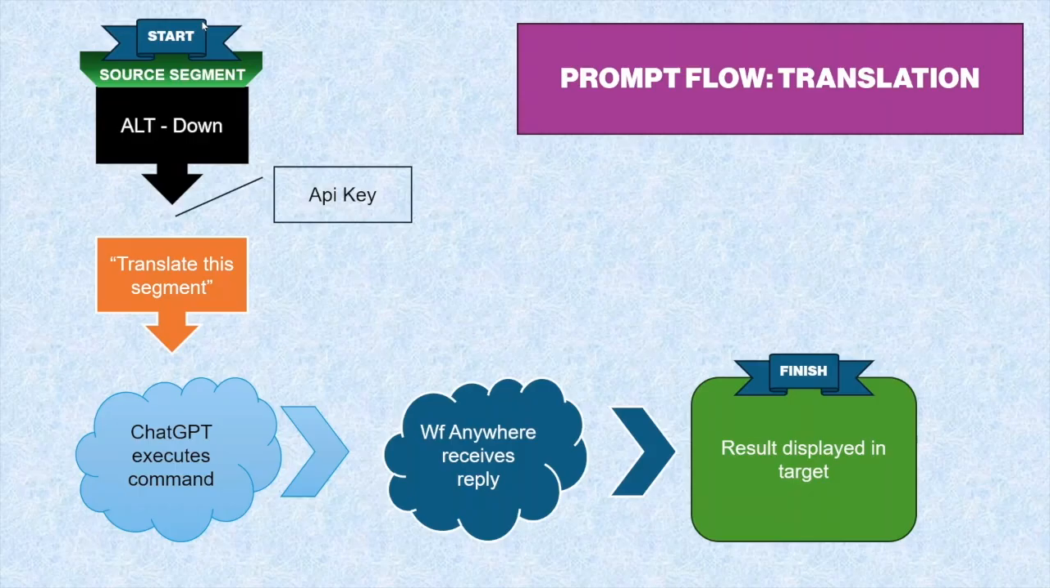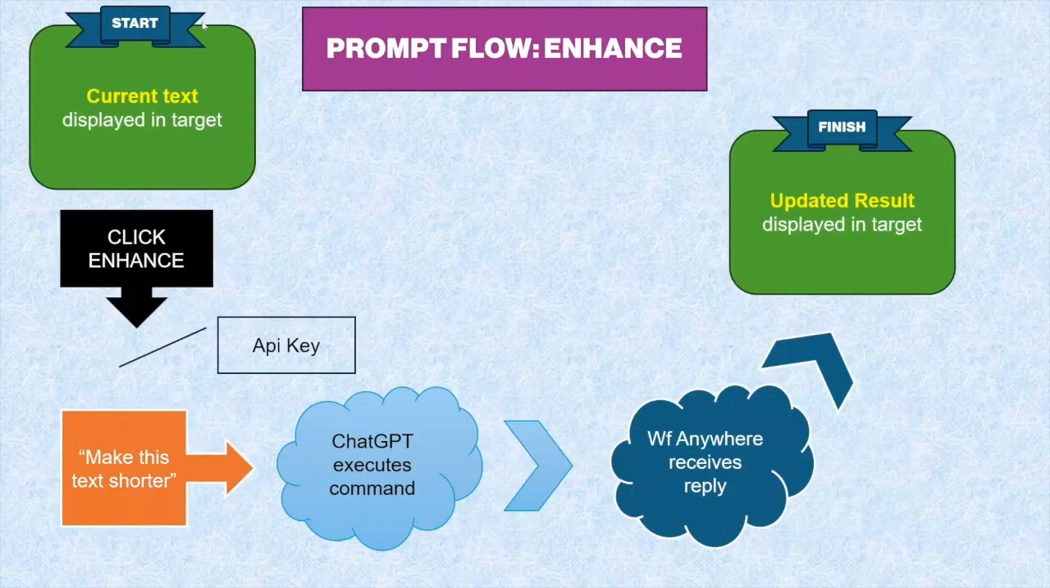But if we stay only there, you're limited to what you can do, because you're only using the AI at the moment of translation. And you can do a lot more. Let's look at another process that's available in Wordfast Anywhere, and that is very hard to find in other CAT tools. So the prompt flow we are looking at is called enhance in Wordfast Anywhere.